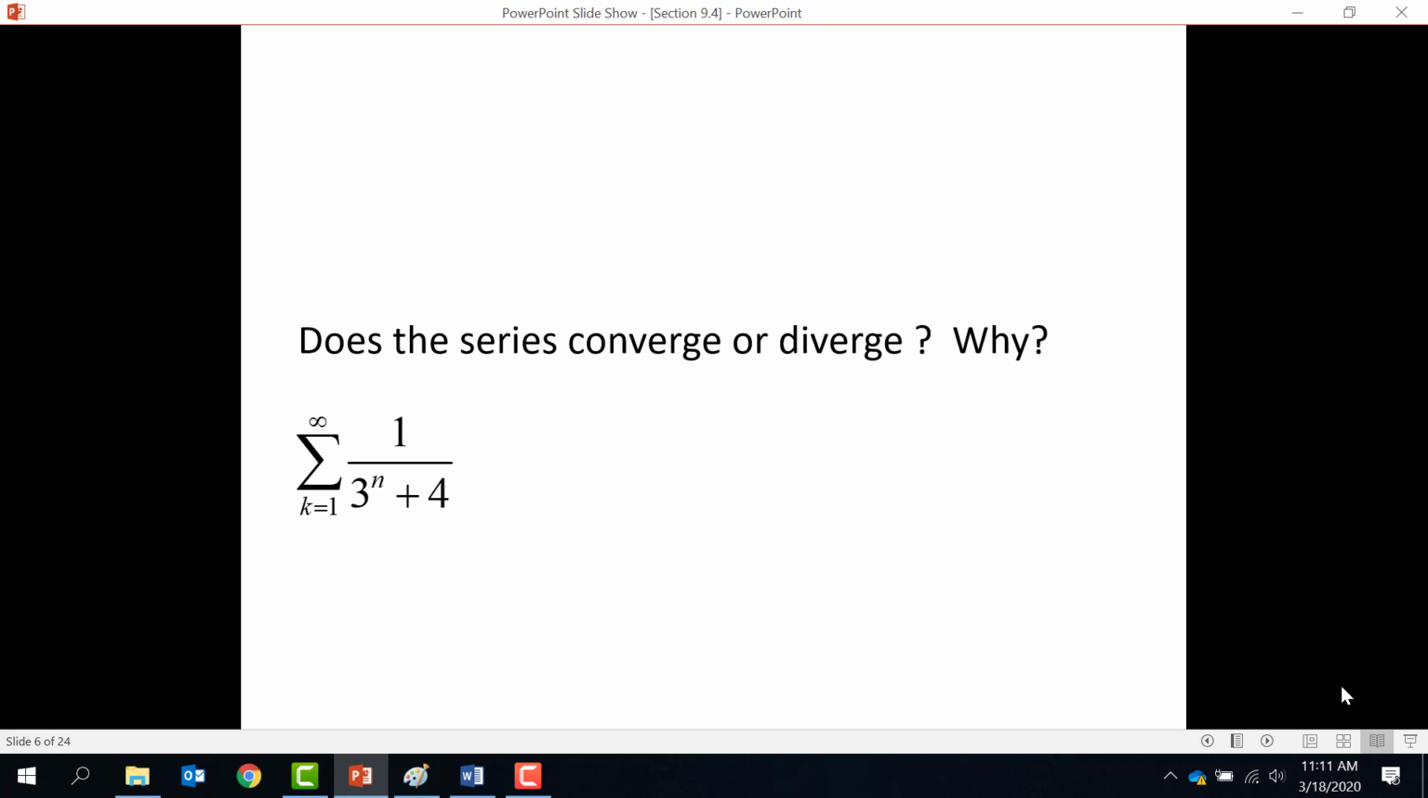Does it make them smaller? Does it make them bigger? And since you know what 1 over 3 to the n does, we just decided in the last slide that it converged, what should this do?